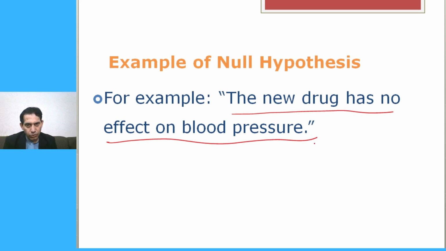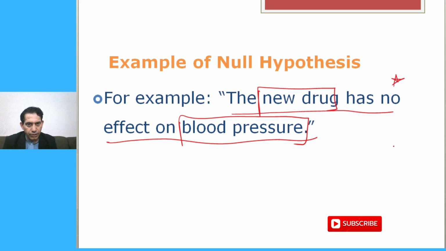So if you look at the sentence, new drug is one variable, blood pressure is another variable, but there is no effect, no relationship between these two variables. So such type of hypothesis will be known as null hypothesis.